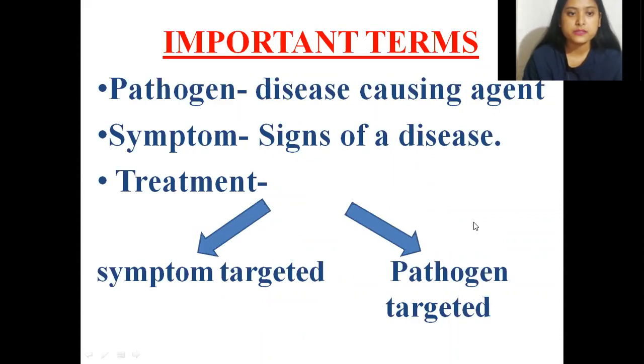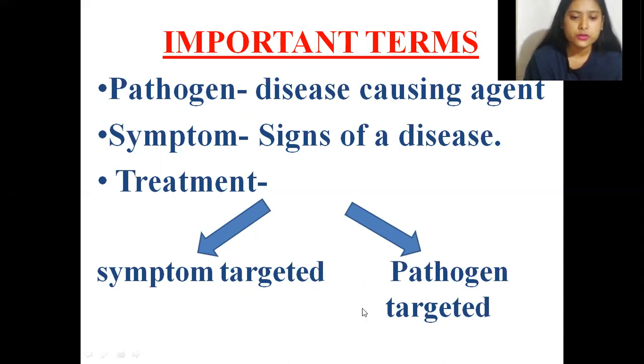Next up are some important terms. These are the terms that we are going to encounter while we study the entire chapter. First one is pathogen. Whatever agent is causing disease is termed a pathogen. It may be a bacteria, a virus, a protozoan, a helminth, anything. That particular agent which is causing the disease is termed a pathogen.